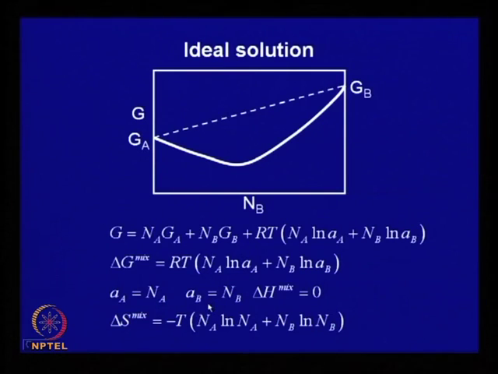Now, an ideal solution is one where activity is equal to atom fraction. So, activity of A in the solution equals N A, and similarly activity of B is equal to atom fraction B, and there is no heat of mixing. That means, if you mix the two, there is no temperature change, so no heat evolved or heat absorbed. So, delta H or enthalpy of mixing is 0. So, therefore, this term actually represents the entropy contribution, and this is called the entropy of mixing.